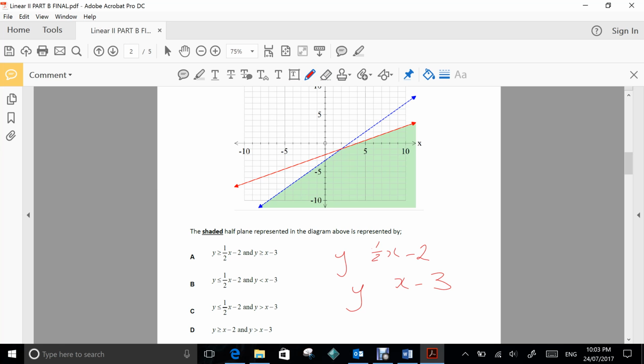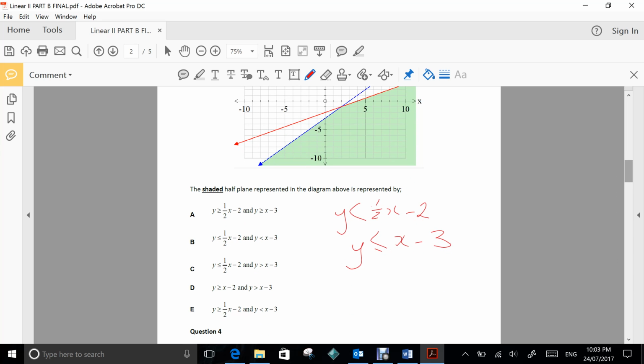Now for both of them, the region is below the line, so all of the y values are either equal to what the equation says or less than. So for the red line, it'll be less than or equal to, and less than for the other, because the region we want is underneath both the red and the blue lines. This type of question I don't want you to stress too much about, but our answer is going to be E by the look of it.